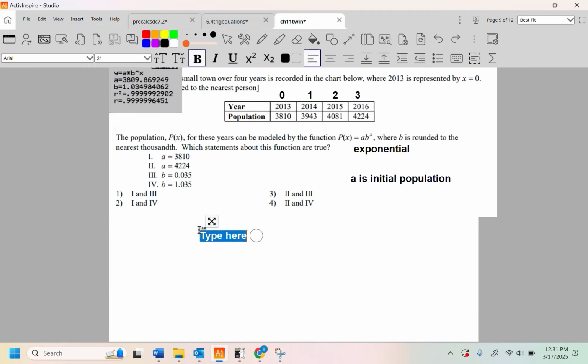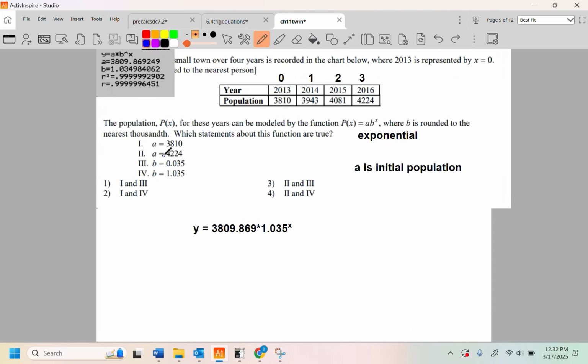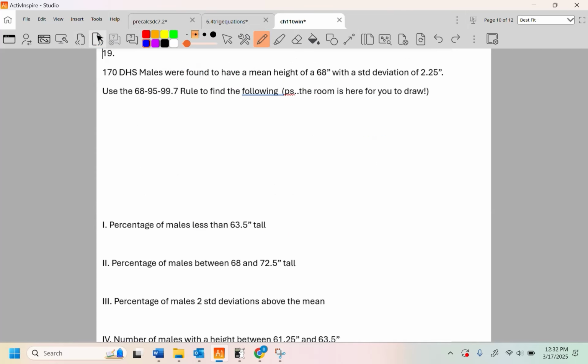So if you write your equation, it's y equals 3809.869 times b, which is 1.035, to the x. I still have r on, but that's only for lines, so it doesn't really matter. So anyway, which statements are true? The first one, like I told you. And look at b, right there. So 1 and 4. Easy peasy, lemon squeezy.